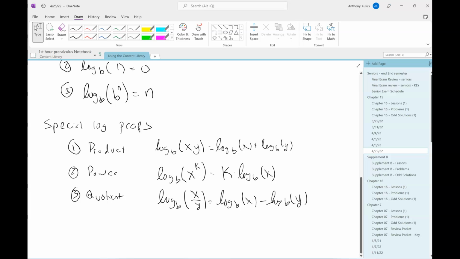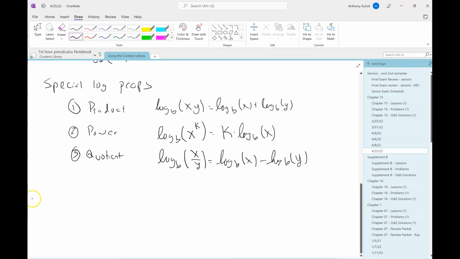Okay. Does that kind of look familiar? Today, what I want to do is start talking about how we use logarithms or exponents to solve equations. Some of the tools that we're going to be using are these properties that we've just reviewed.